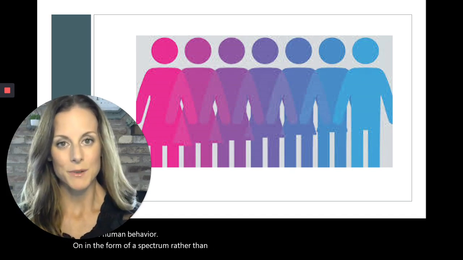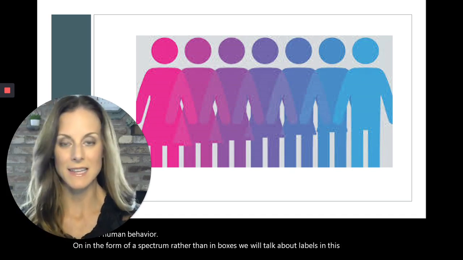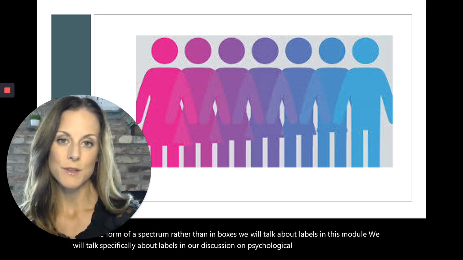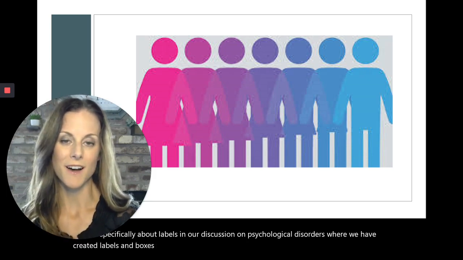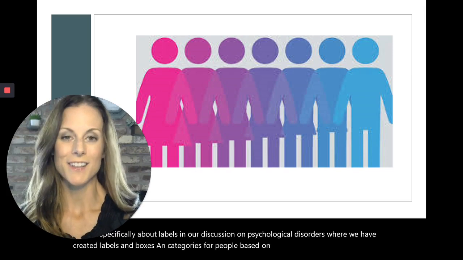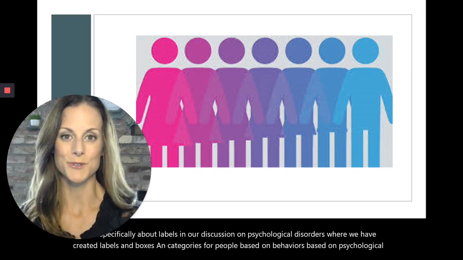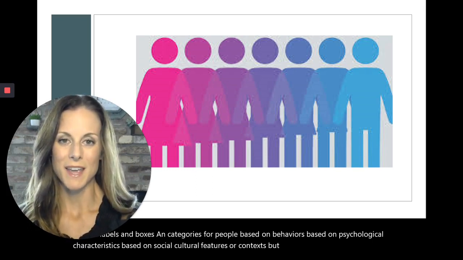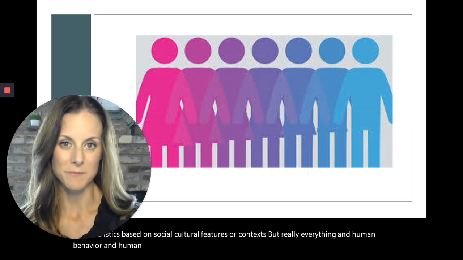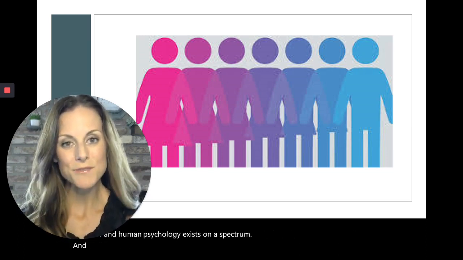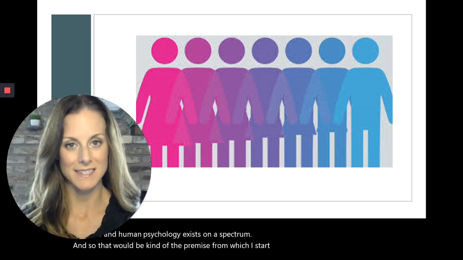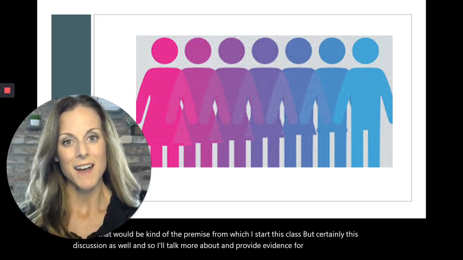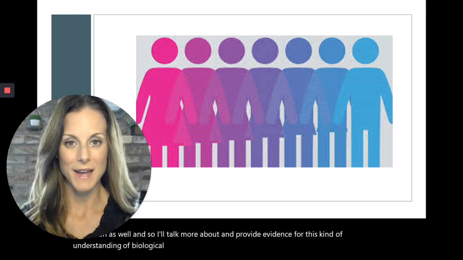We will talk about labels in this module. We will talk specifically about labels in our discussion on psychological disorders, where we have created labels and boxes and categories for people based on behaviors, based on psychological characteristics, based on social cultural features or contexts. But really, everything in human behavior and human psychology exists on a spectrum. That would be the premise from which I start this class, but certainly this discussion as well. I'll talk more about that and provide evidence for this kind of understanding of biological sex characteristics as well as gender.